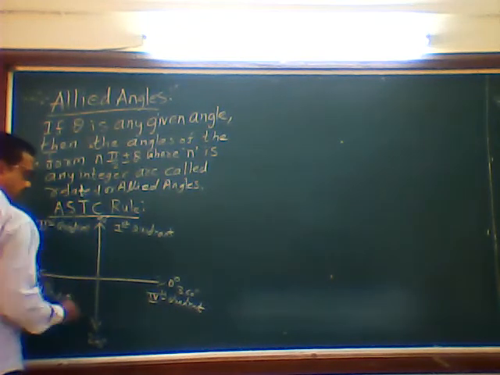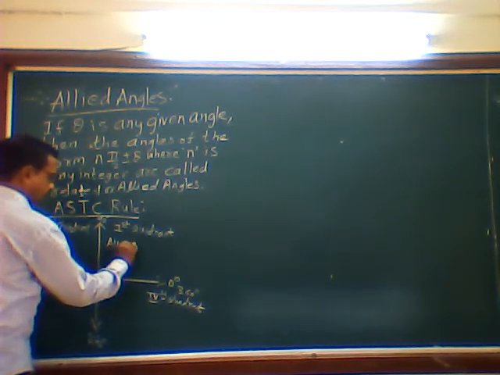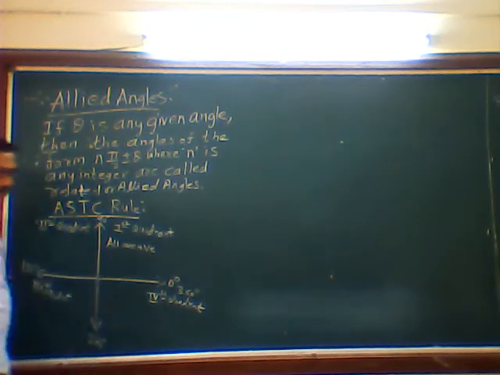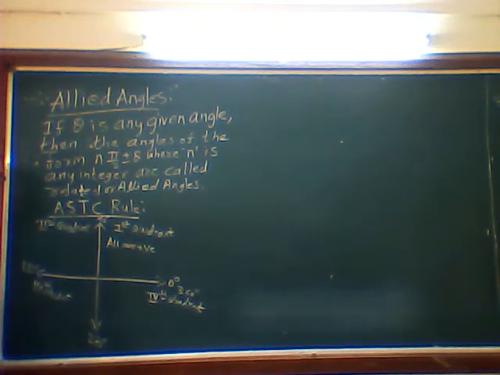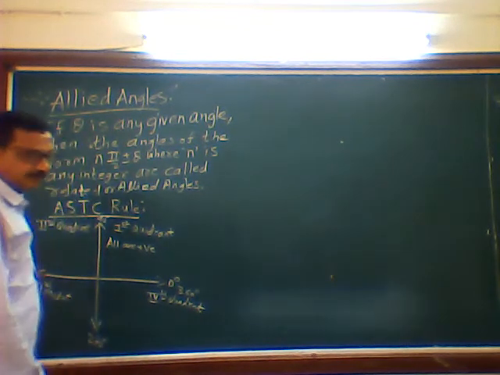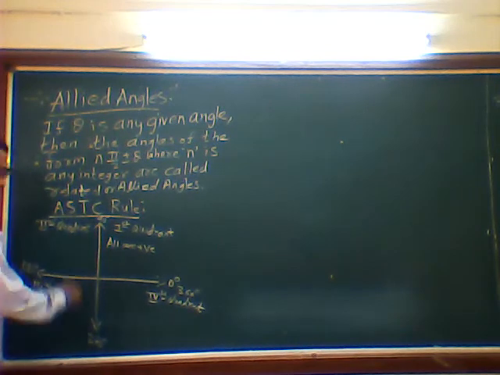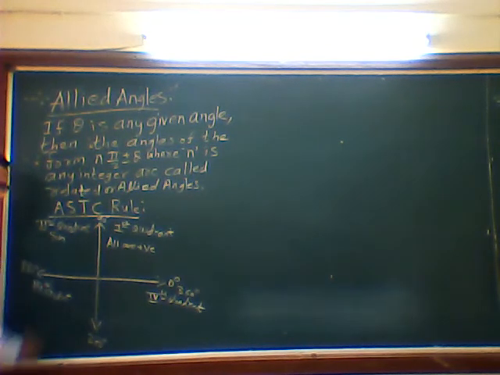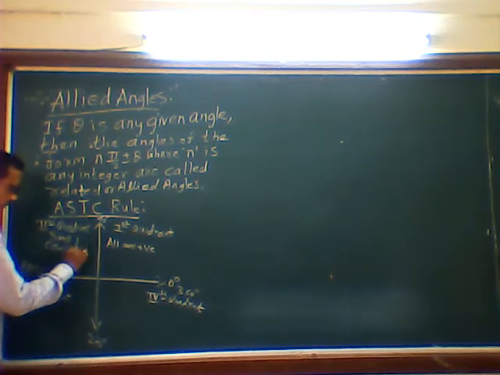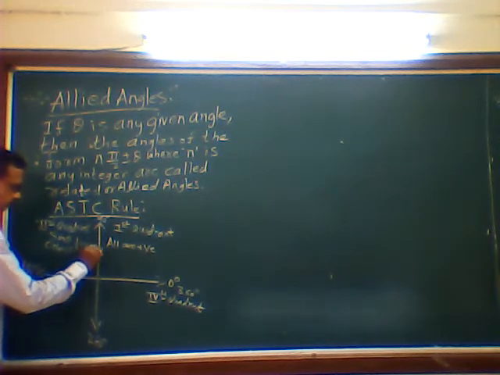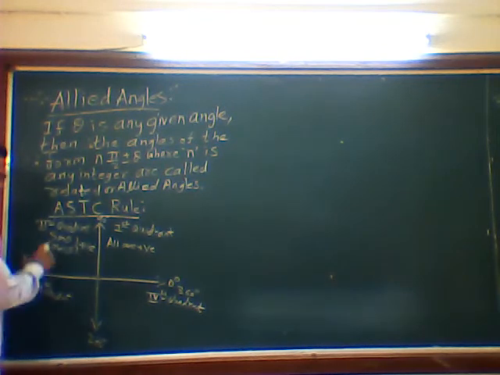Here A means all are positive. A stands for all are positive. Just to remember, I said all students take copy. So S is for student, here it will be sine theta, and its reciprocal relation is cosec. They are positive. I am writing only 2 ratios here, they are positive, and remaining 4 ratios are negative here.